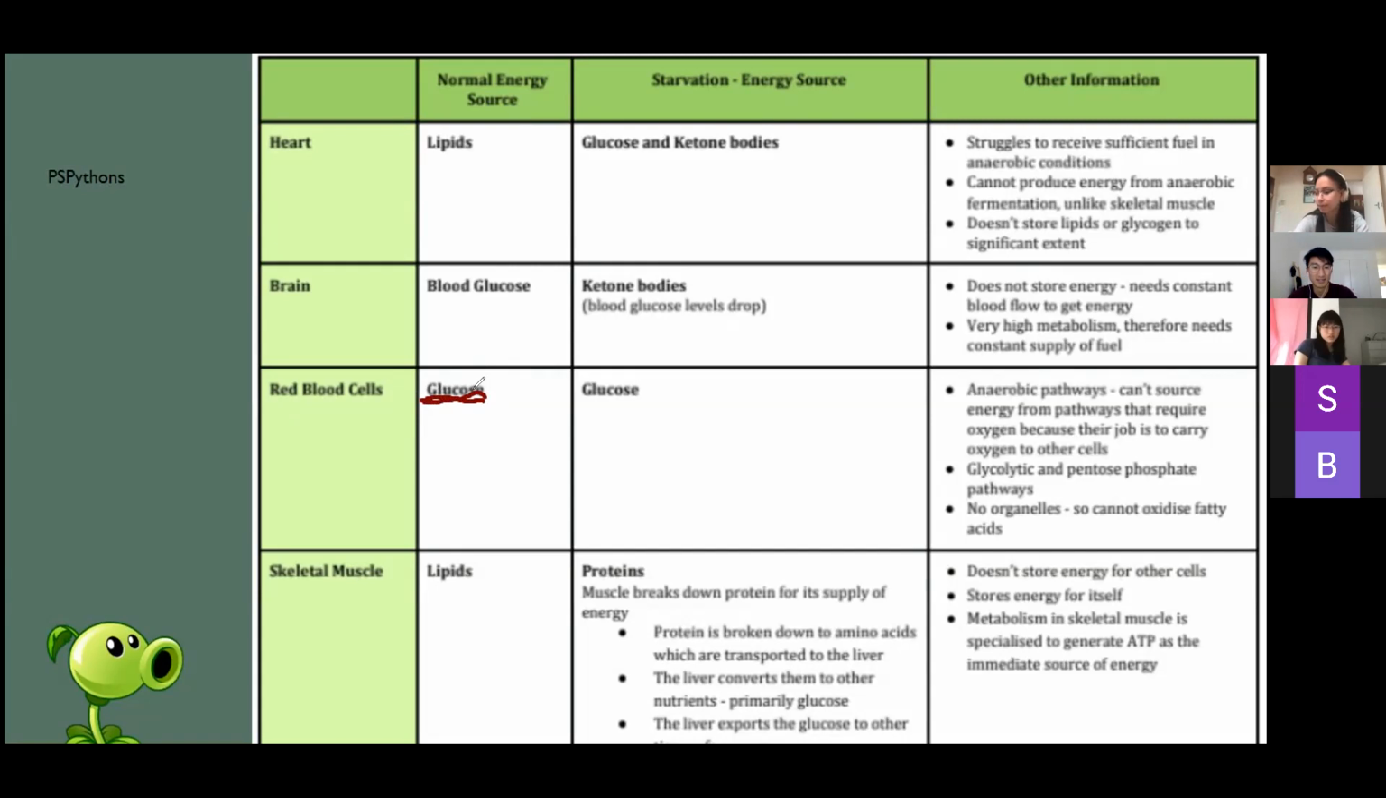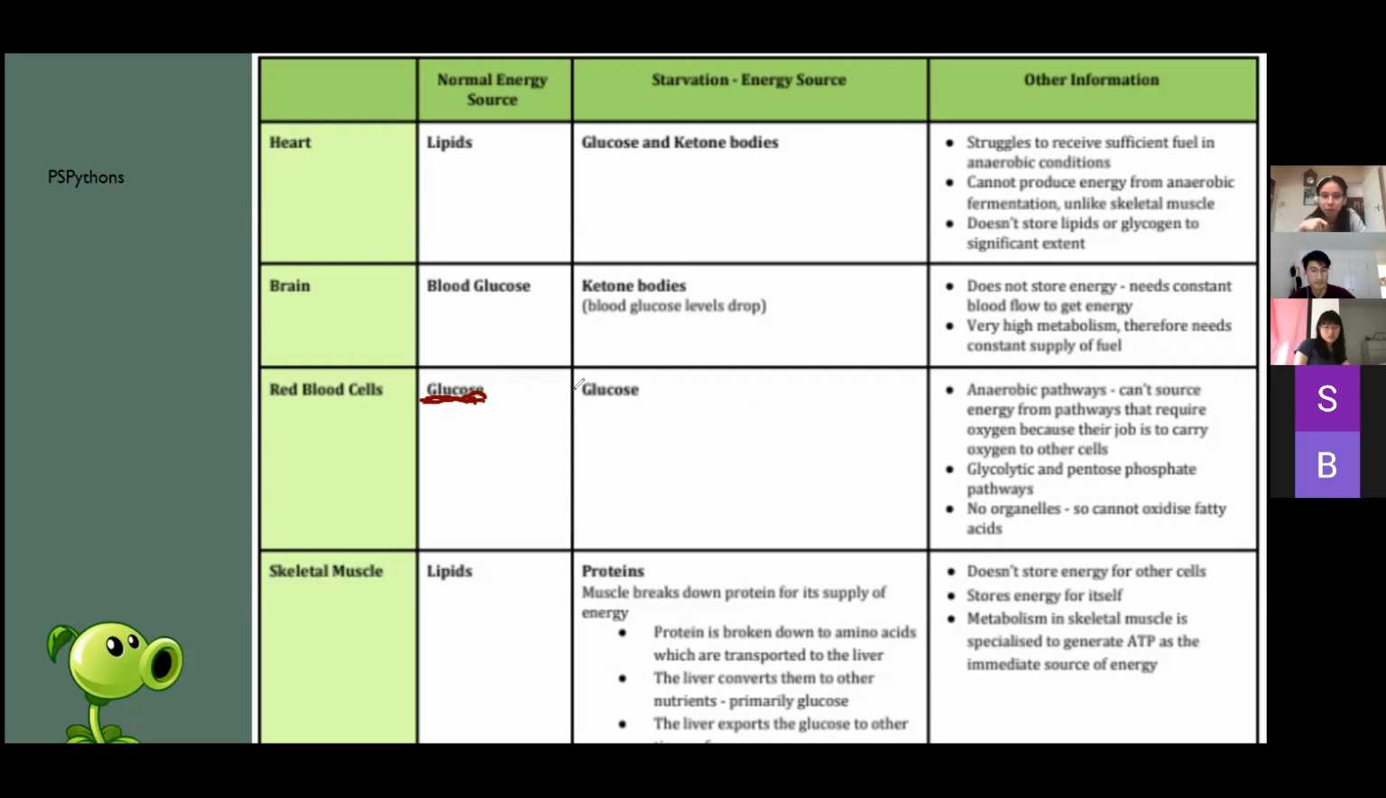So that's something you need to keep in mind, that even though they don't have mitochondria, they actually use a lot of glucose. And the reason for that is because they don't have mitochondria, right? So they can't undergo aerobic respiration, but they need to get energy somehow. So they just undergo anaerobic respiration, right? But that produces a lot less ATP. So they need to use a lot of glucose to get the ATP they need.